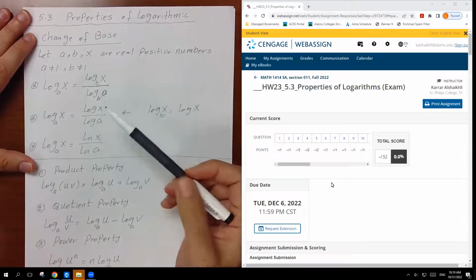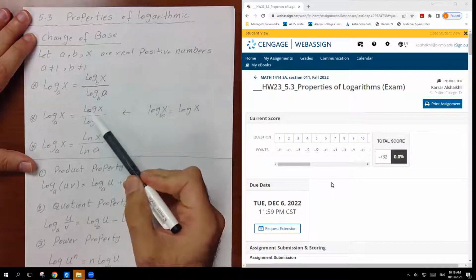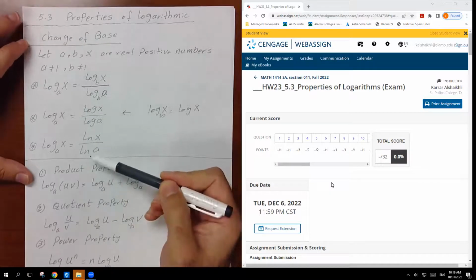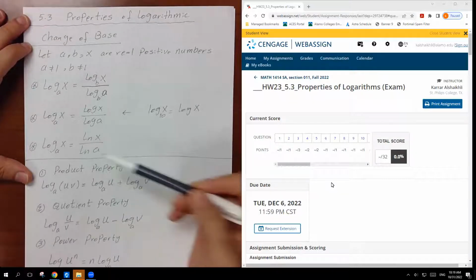Or you can use the common log, which is log base 10. It's going to be log of x over log of a. Or you can use the natural log. So it's going to be ln of x over ln of a.